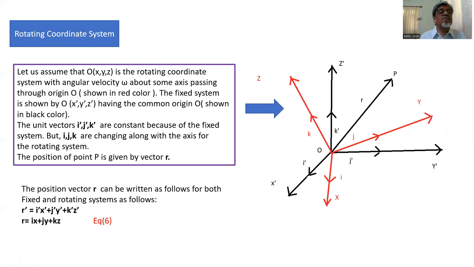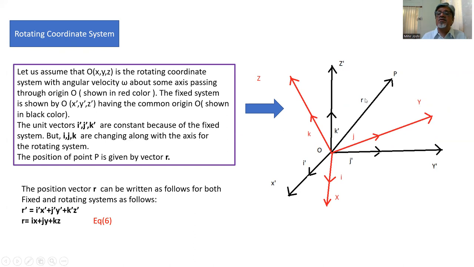Now we come to another mathematical derivation part, that is the rotating coordinate system. In the earlier part, we have not considered the rotating coordinate system, but here we are considering it. Now we have two different types of coordinate systems having the same origin. The black one is shown with x prime, y prime, z prime, and the unit vectors are represented by i prime, j prime, and k prime. The red one is the rotating one, represented by x, y, and z, and their unit vectors are shown by i, j, k, and both have the same origin.